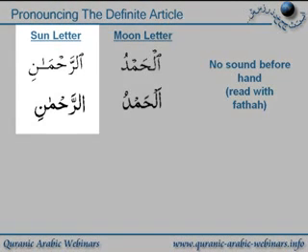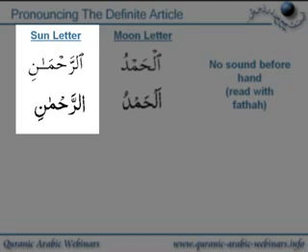Now in the case of the sun letters, here we have a word starting with Ra. Ra is one of the sun letters. So when we add the definite article al to it, it takes a shadda. Now it's the same rule here.